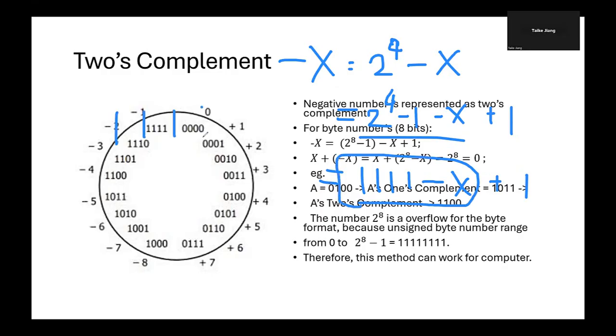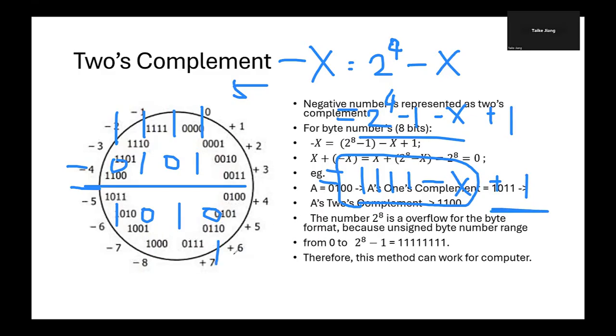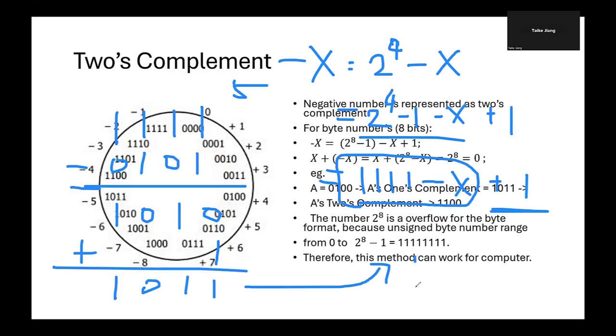So let's see: you have 1111 minus your x, let's assume it's 5. 5 is 0101. So you minus this, you got 1010. And then you add 1, and you got 1011. This is your 11, and that is your -5. This we call the two's complement method to find it.